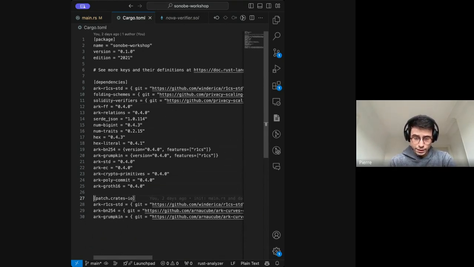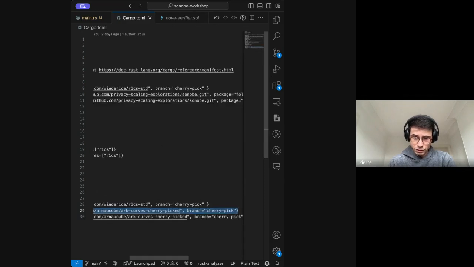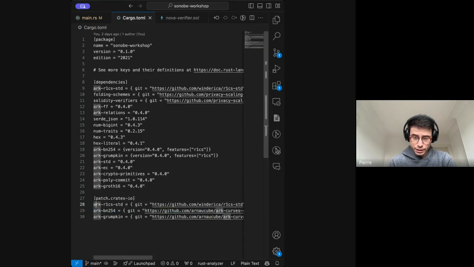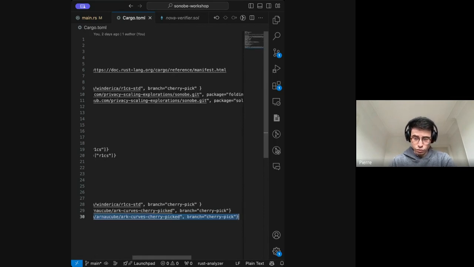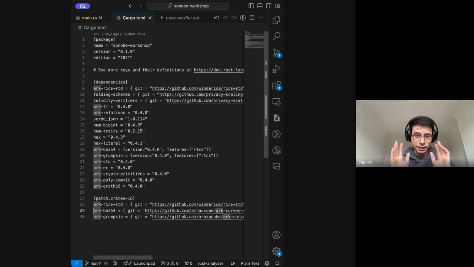Also, you should provide patches for the BN254 library and the Grumpkin curve. So if you want to start your project with Sonobe, be mindful of what you are putting into your Cargo.toml. And I think you can use that as a starter Cargo.toml if you want.